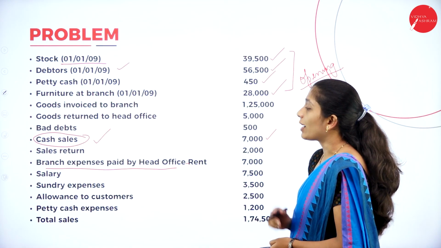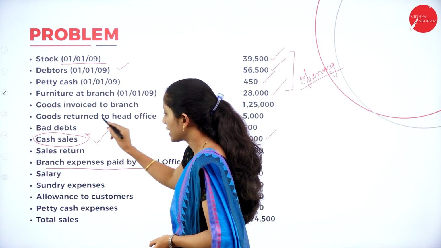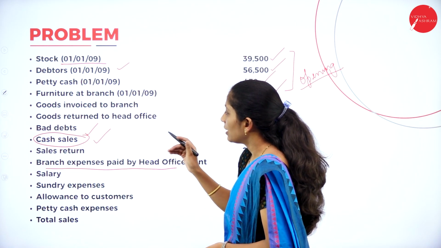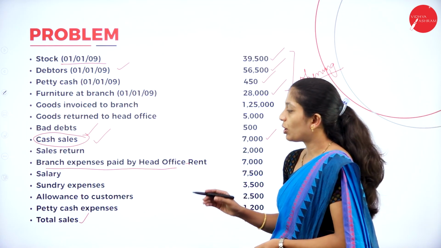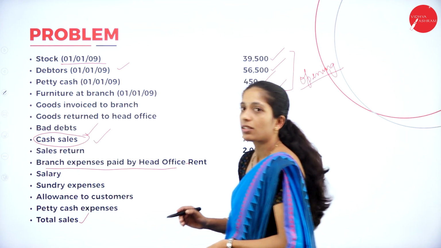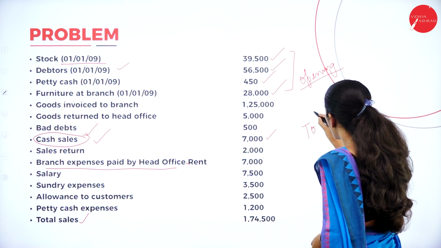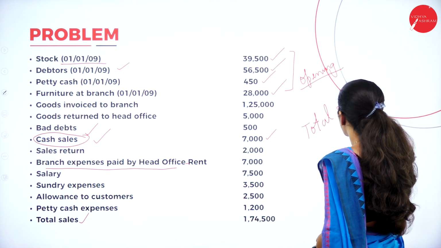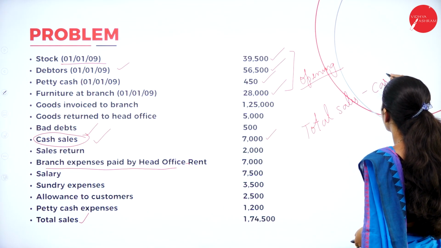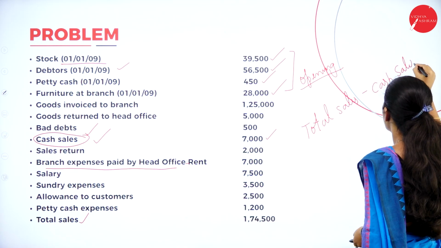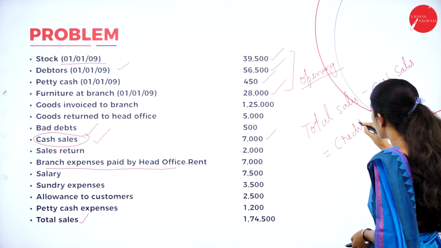Next we have to record the credit sales, right? So they have given cash sales here. Then what else have they given? They have given cash sales and they have given total sales. So total sales minus cash sales is equal to what? Credit sales. So total sales minus cash sales is equal to credit sales.